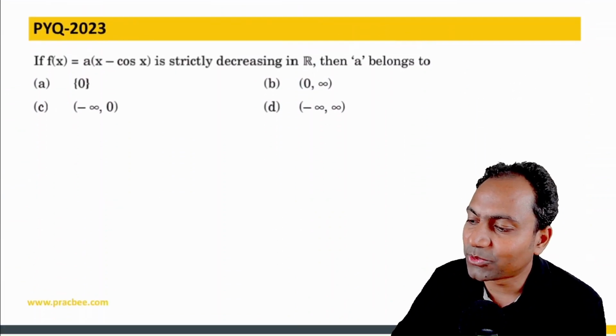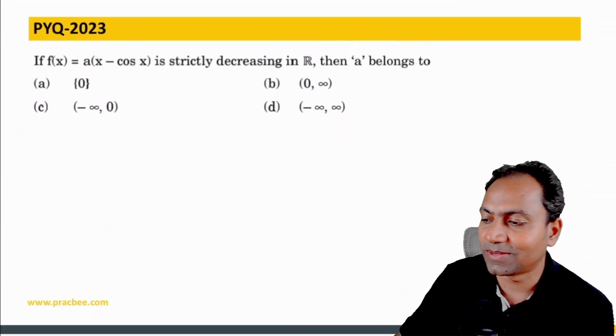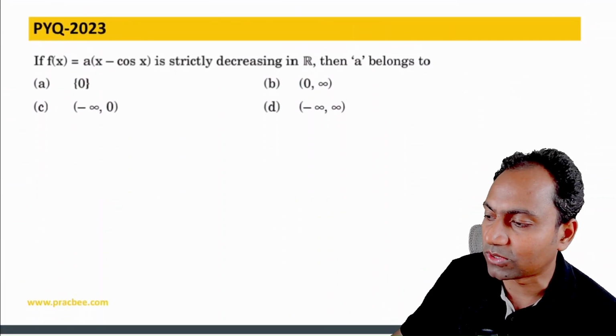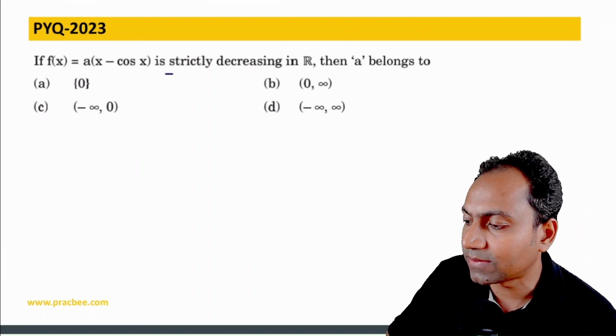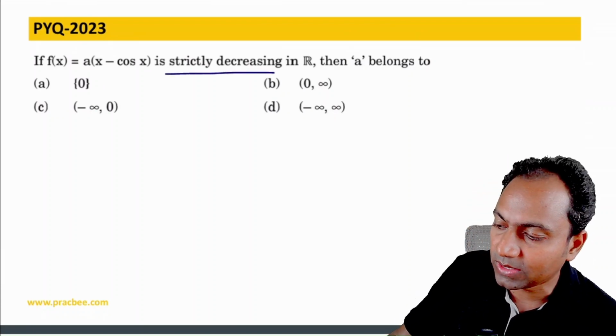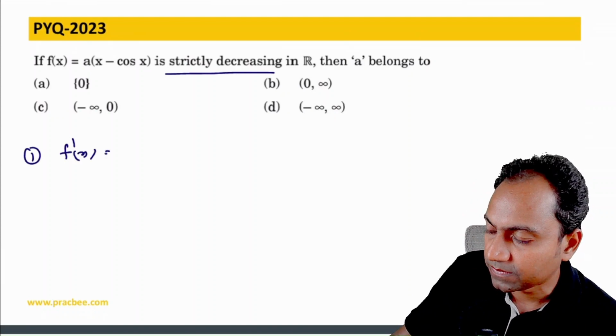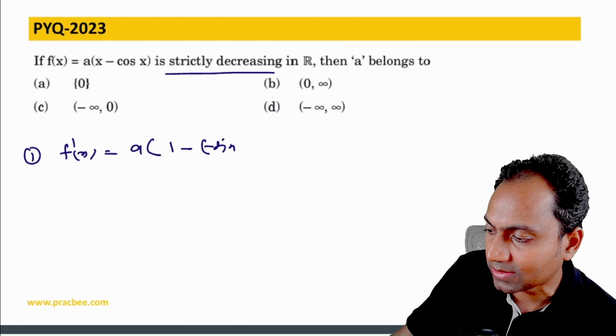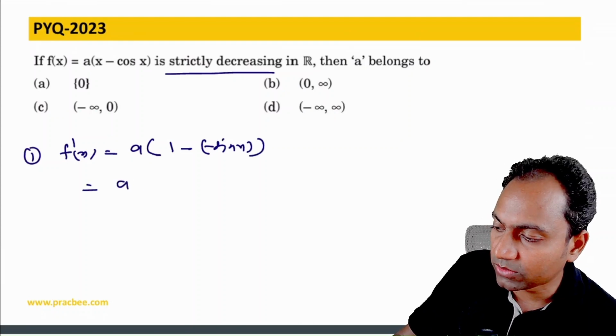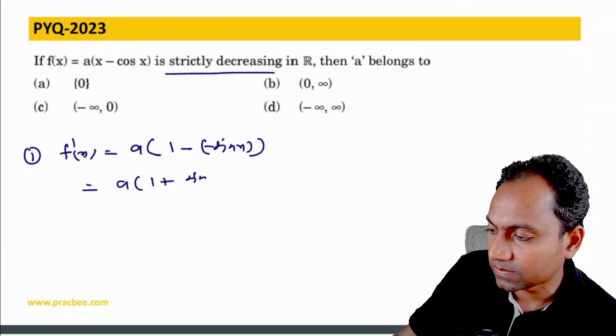Now in this 2023 next question, the idea also remains the same. We are given a function, a similar kind of concept. What they're asking is now the other way around, it is strictly decreasing. That would mean I will have to find f dash of x first. The derivative of x is 1. The derivative of cos x is nothing but minus sin x. So if I write it down, it is a times 1 plus sin x.